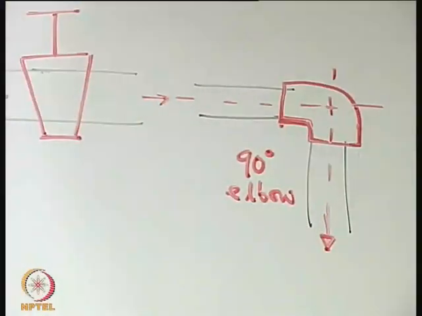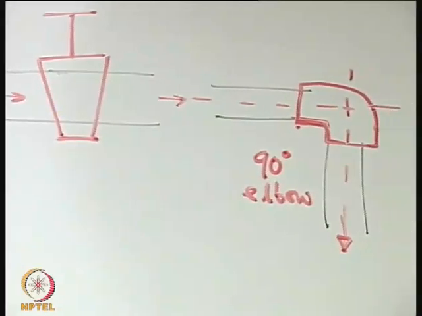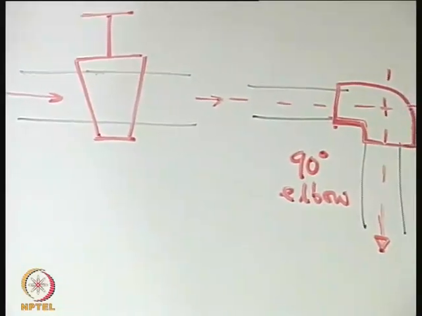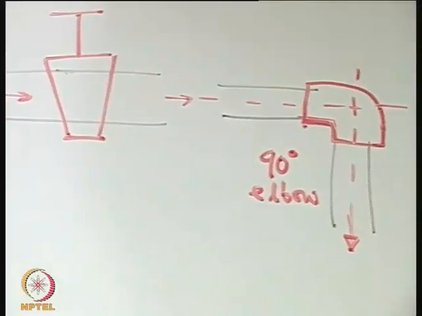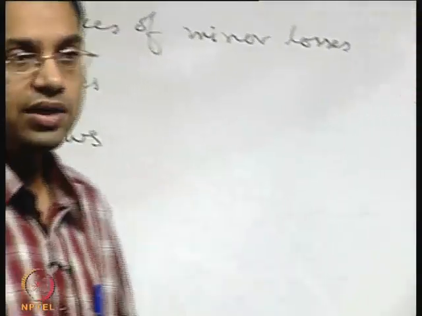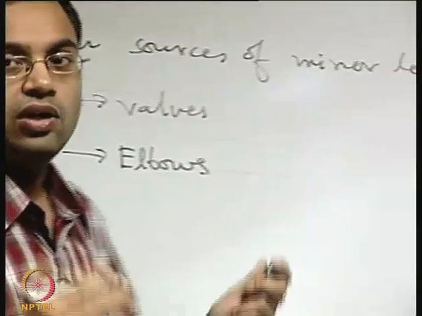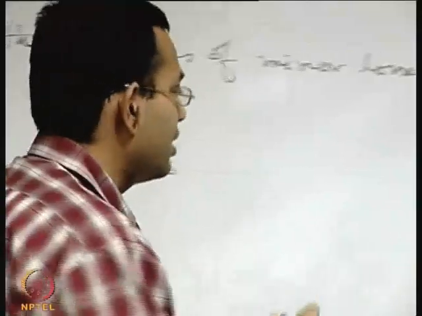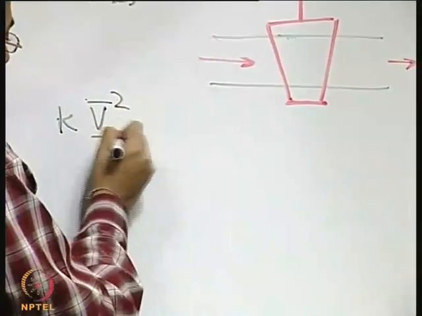Such things like valves and elbows are known as fittings of a pipe. When you have a pipeline, you do not just have an isolated pipe, but you have certain things which fit with the piping system, and those are known as fittings. For all these, it is not easy to write analytically the exact expression for the loss, but one may have a whole amount of experimental or computationally available data, and from that the loss is characterized as K into V square by 2g.